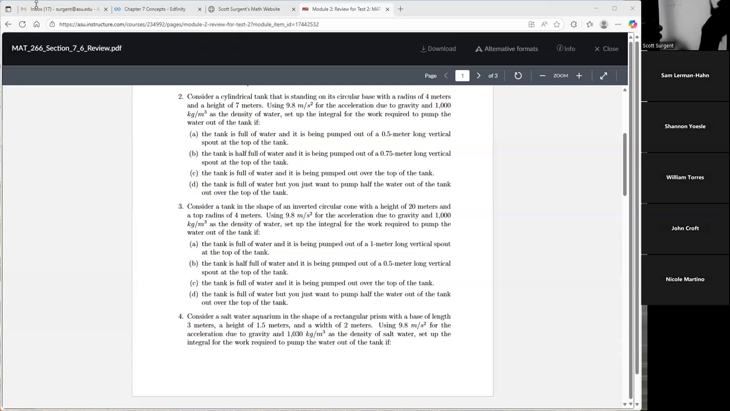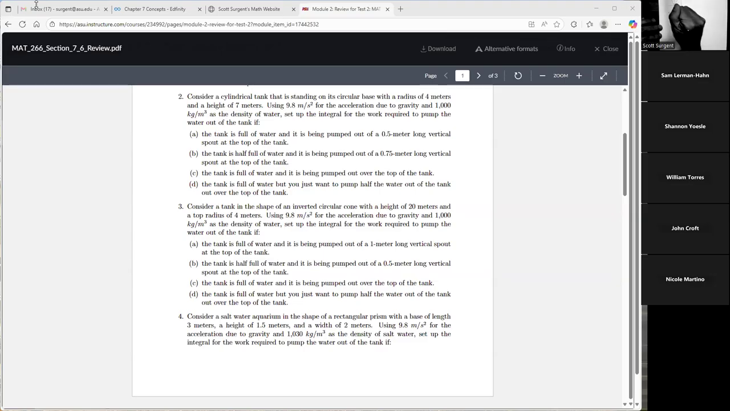What do we got going here? 1,000 kilograms per cubic meter for density. Set up an integral for the work required to pump the water out of the tank if the tank is full of water and being pumped out of a 1 meter long vertical spout. So I'll tell you what. Let me just copy down full of water, 1 meter spout.